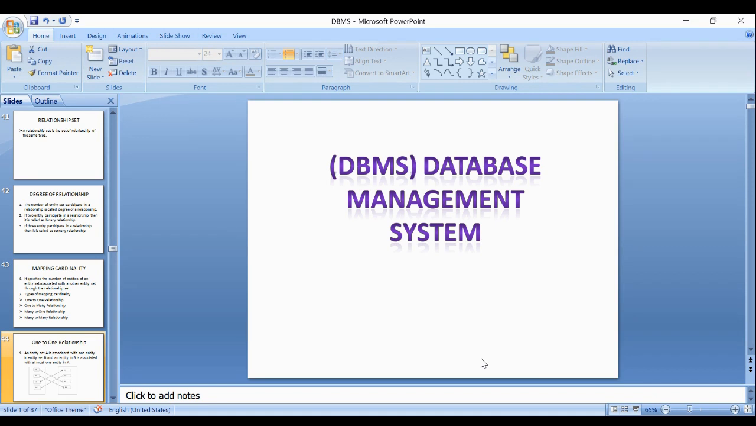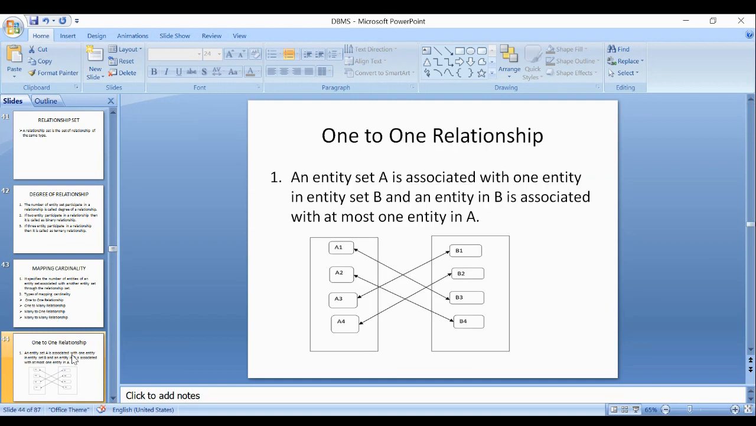On this channel, I am going to tell about many computer science topics from basic to advanced. Today, I am going to continue DBMS from where I had left. Today, I am going to continue from types of mapping cardinality. There are four types of mapping cardinality: one-to-one relationship, one-to-many relationship, many-to-one relationship, and many-to-many relationship.